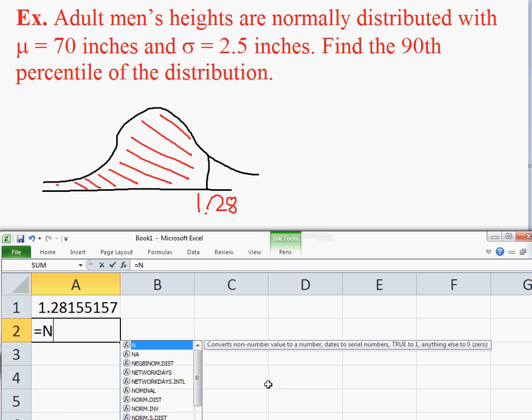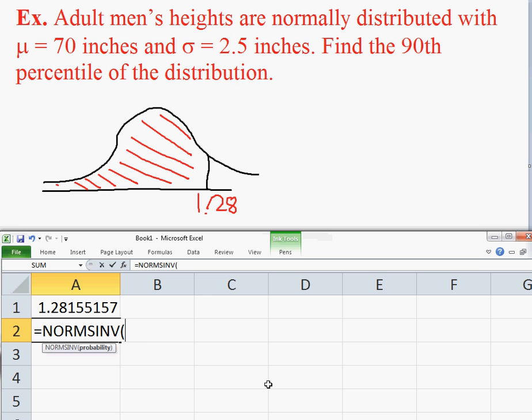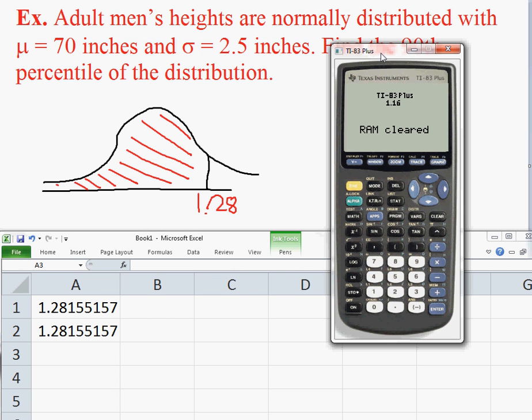Another thing that I could type would be NORMSINV without the dots. This command works in Excel 2007 and earlier. With the dots is Excel 2010, and that gives me again the same answer, 1.28155. That's using Excel. Let's now show you how to do this with a calculator. On the calculator, the command goes second distribution, and then invNorm, and then I type in 0.9, and I get my answer, 1.28155.